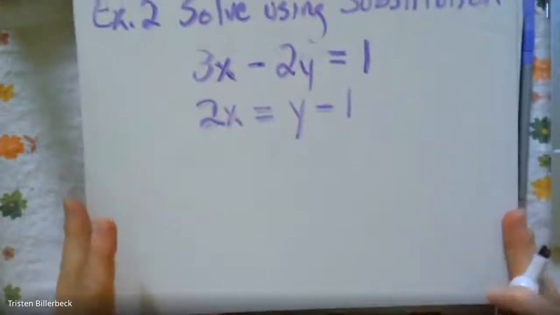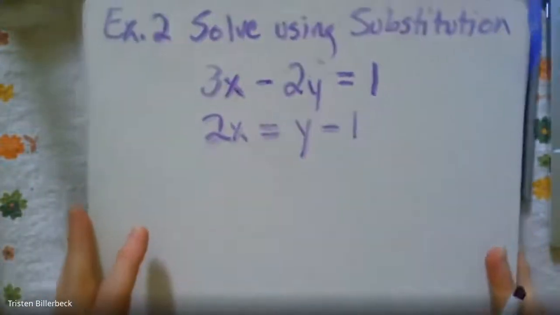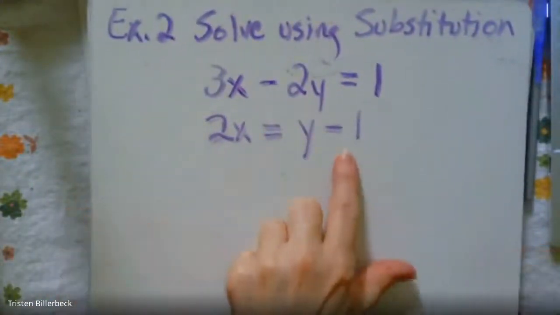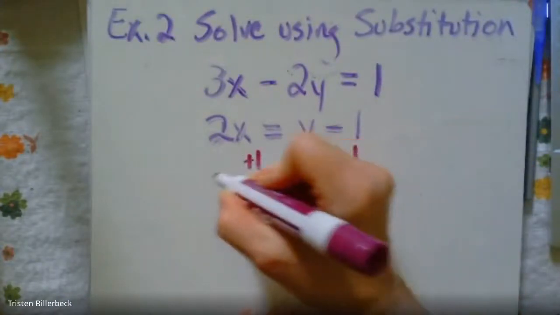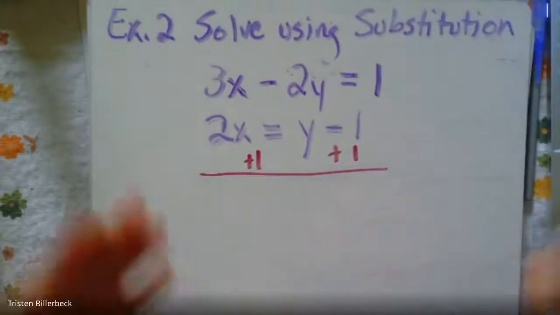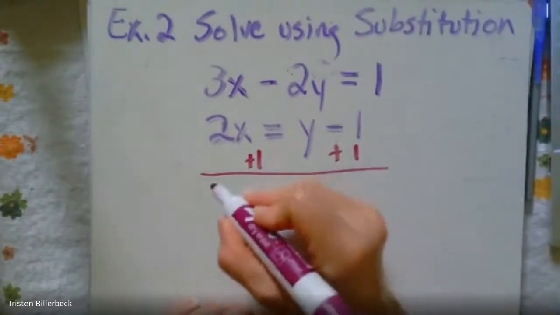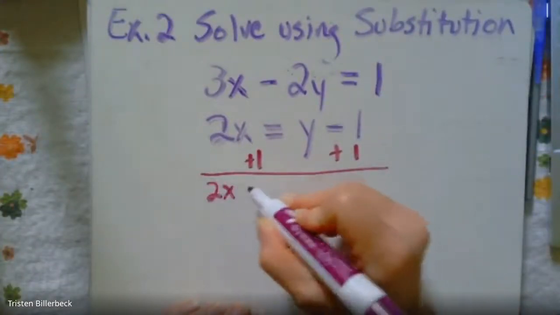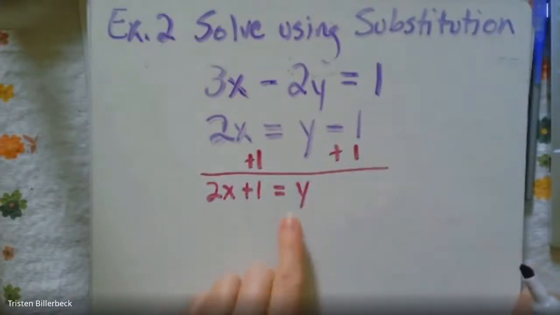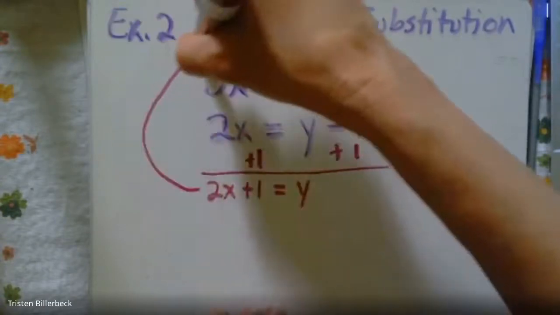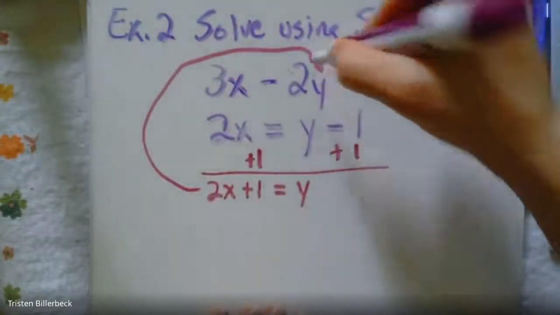All right, let's try this one. Well, this one's not quite set up right, so I need to add 1 to both sides, because I need that y isolated. I could isolate x as well, but this is just too easy to isolate y for this one. So that's my equation for y equals. Now I'm going to put it right in here.